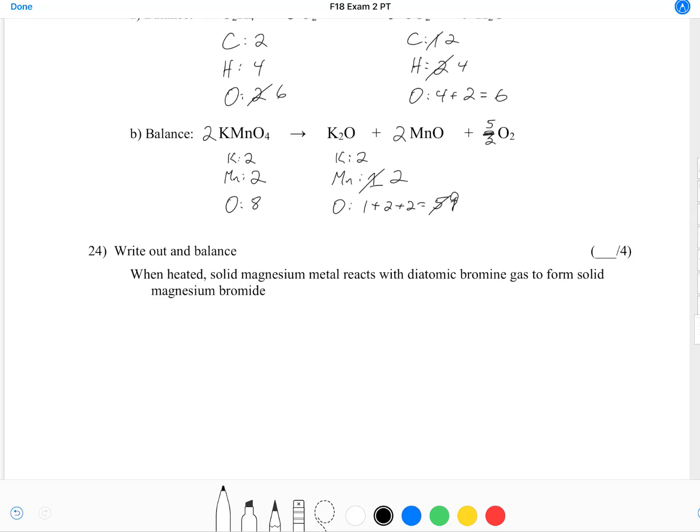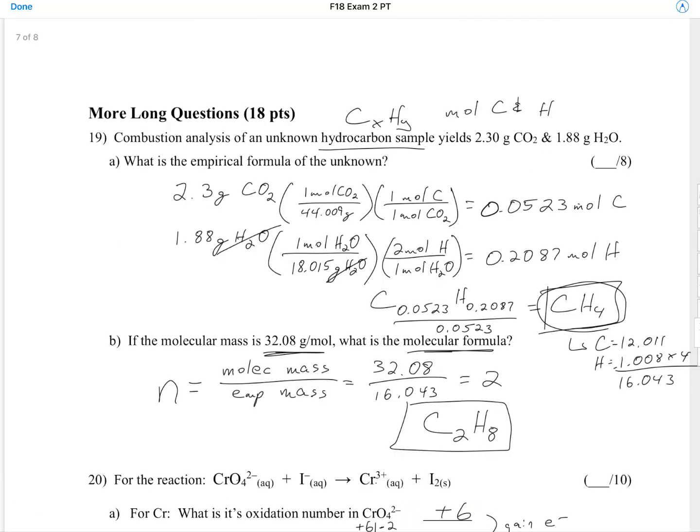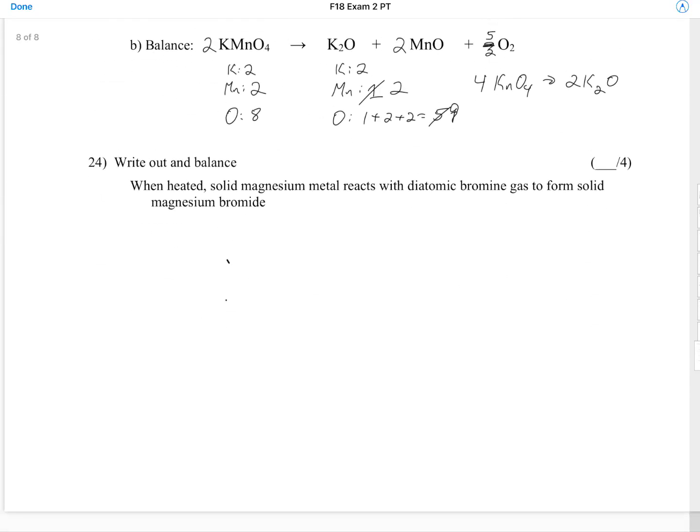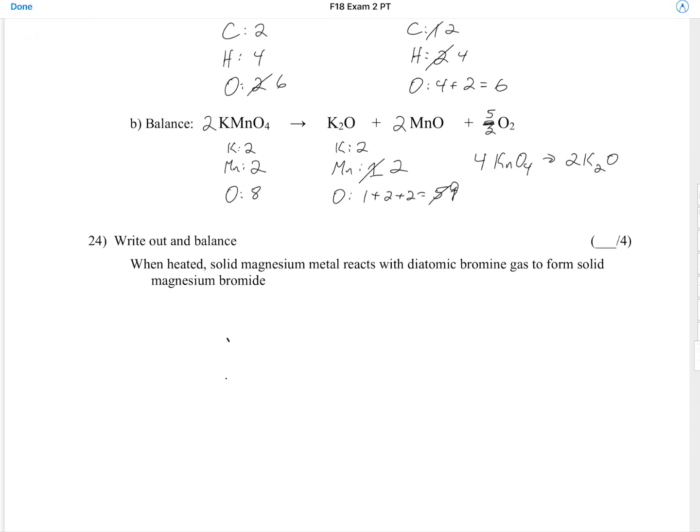This is balanced, but it's not that great, so I can make this 4 KMnO4 goes to 2 K2O. Oops, sorry. There we are. 2 K2O plus 4 MnO plus 5 O2. Just multiplying everything by 2.